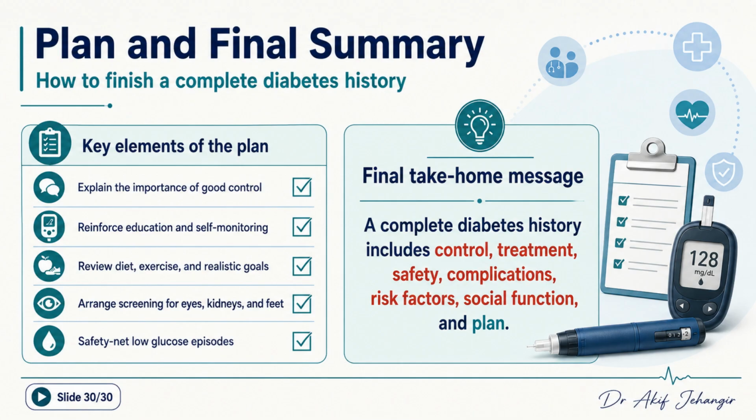End with a plan. Explain the importance of good control, reinforce education and self-monitoring, review diet and exercise, set realistic goals, arrange eye, kidney, and foot screening, and safety net low glucose episodes. So the final sequence is agenda, background, control, treatment, safety, complications, risk factors, social function, and plan. That is how a diabetes history becomes not only complete, but clinically useful.